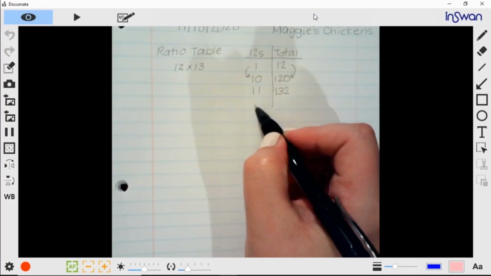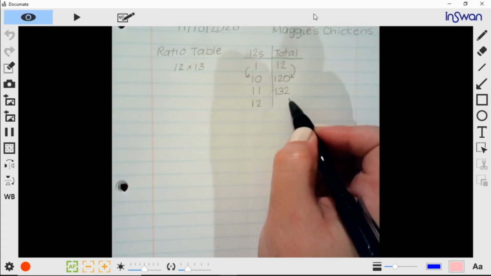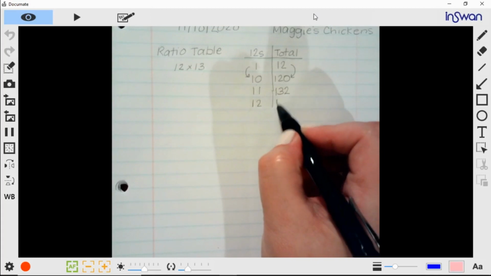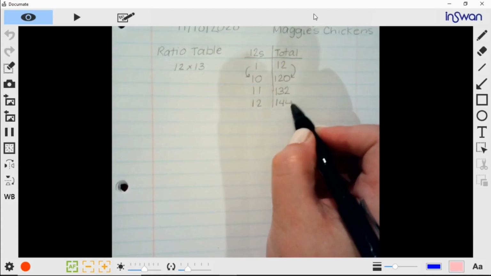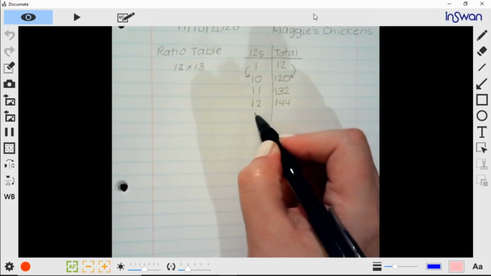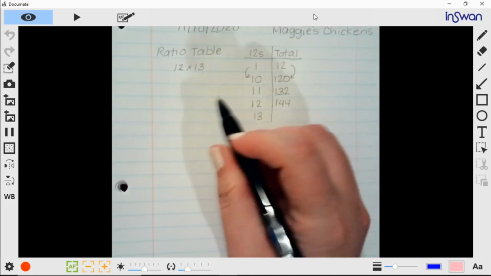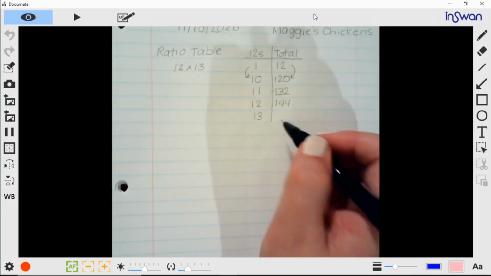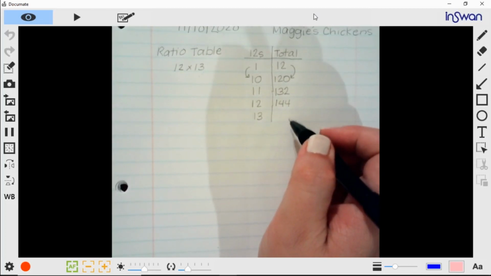So now what about 12 groups of 12? We add another group of 12 there. And we end up with 144. 12 times 12 gives us 144. So now we only need one more group of 12. So 144 plus 12 gives us our answer.